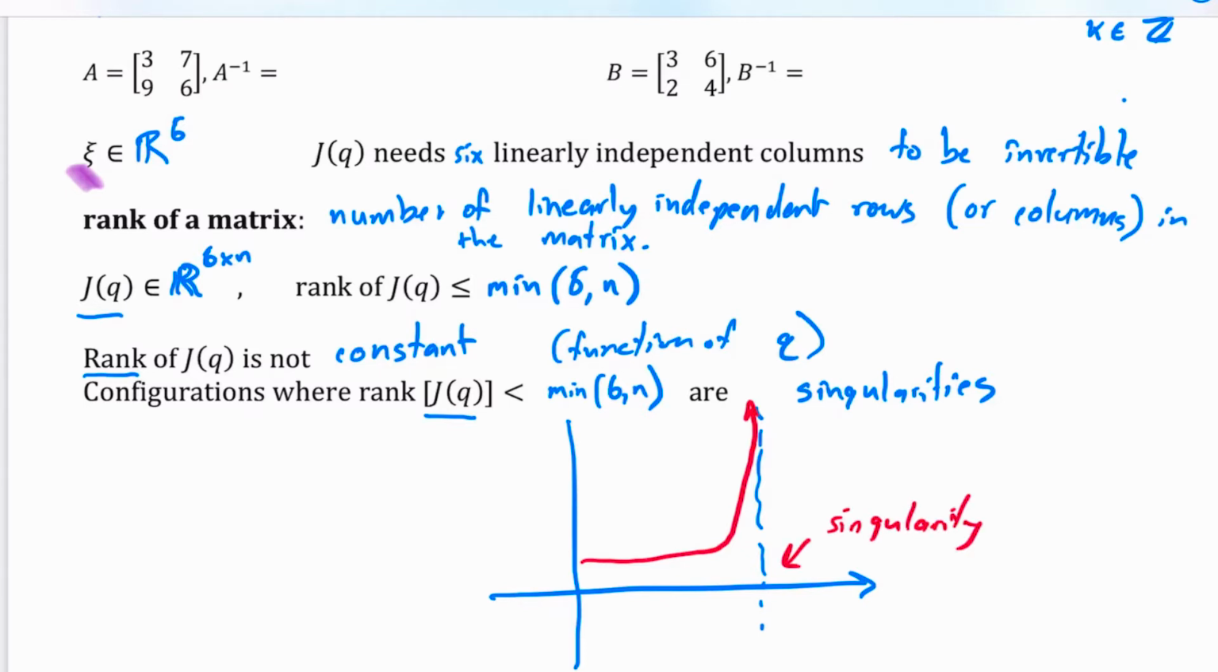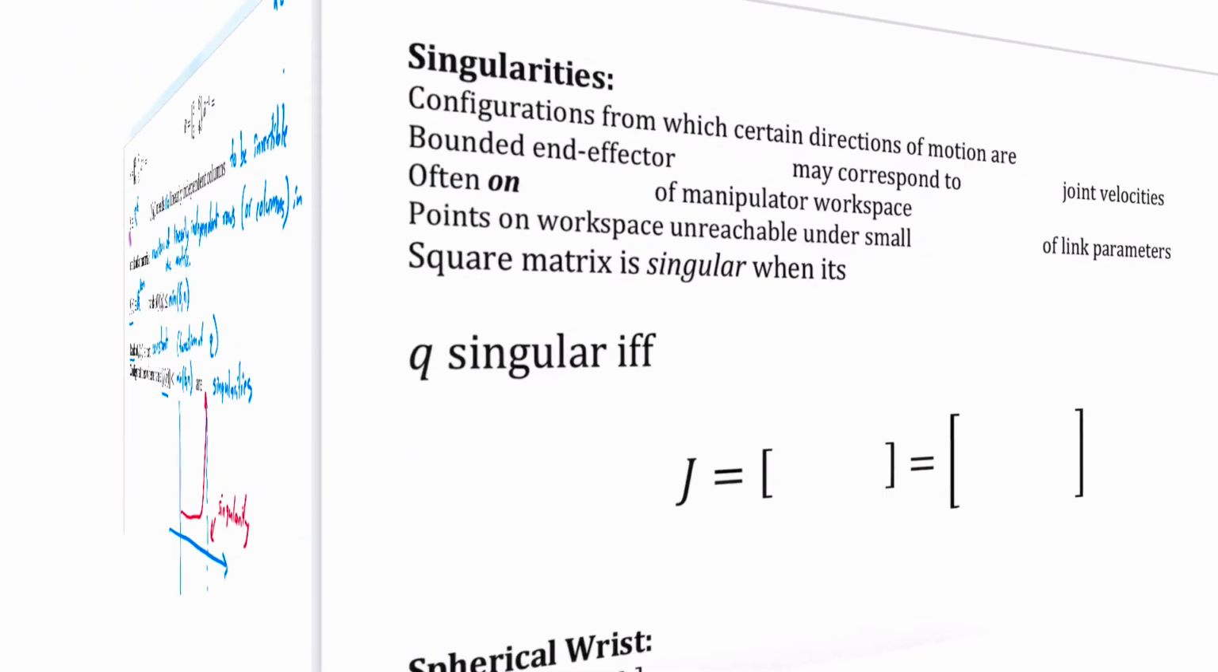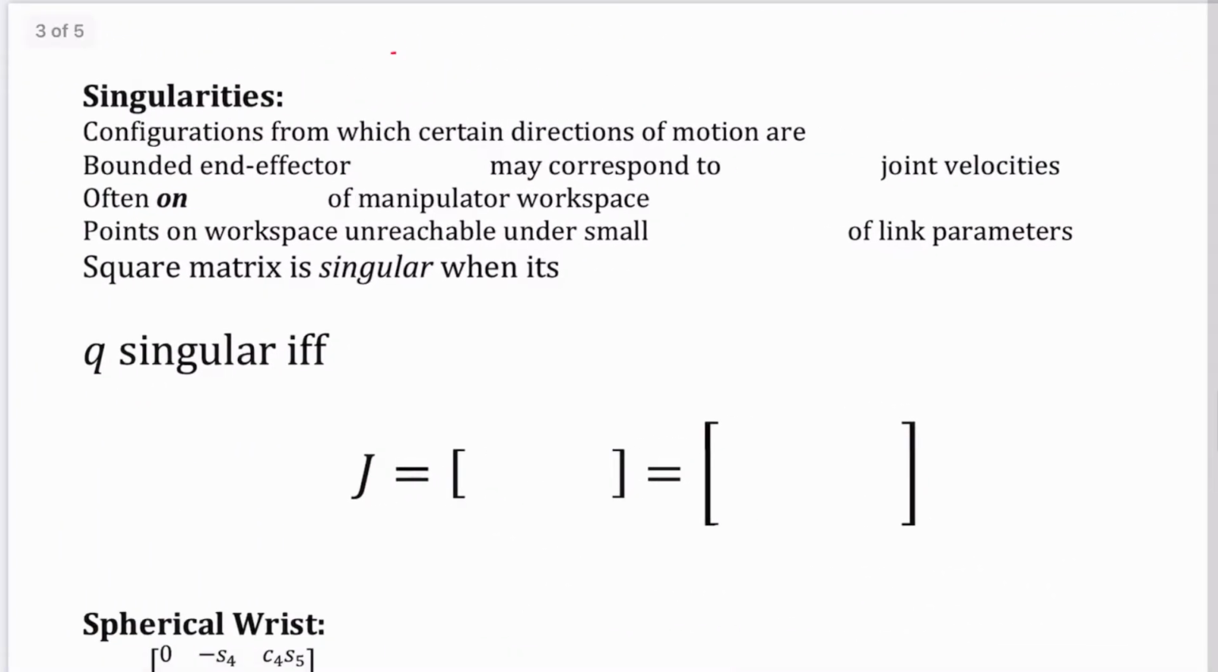And those are things that we want to avoid and figure out how to find. We're very concerned about these singularities. That's when we take the J of q, and the determinant is equal to 0. Singularities are configurations from which certain directions of motion are unattainable. We can't move in certain directions.